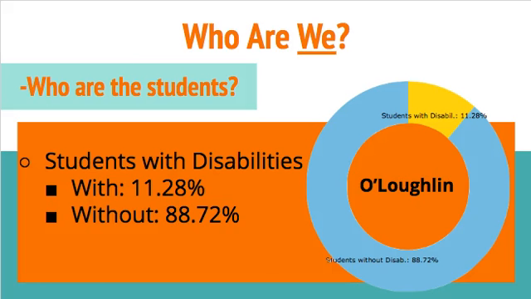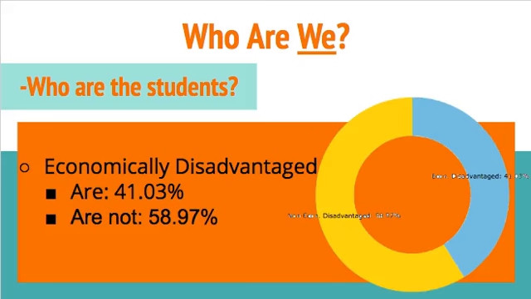Students with disabilities. 11.28% of students identify with a disability, and then 88.72% of our students identify without a disability. 41.03% of students are economically disadvantaged, while 58.97% of students are not economically disadvantaged. The percentage of students who are economically disadvantaged decreased from 2017 with a percentage of 42.5%. However, I looked a little further back and it seems as if these numbers have continually been increasing.